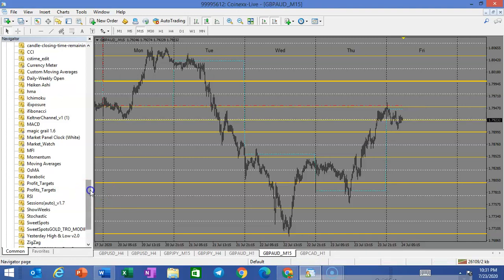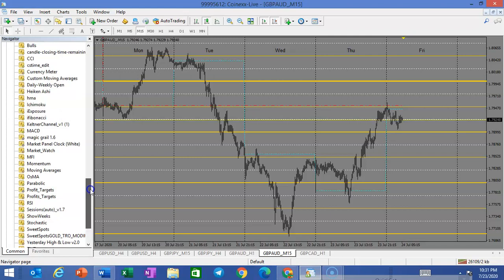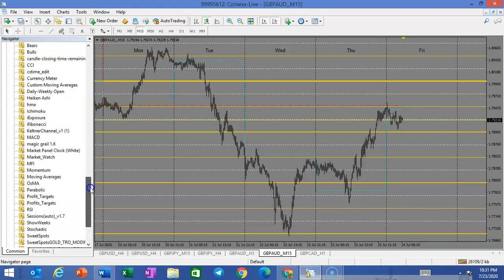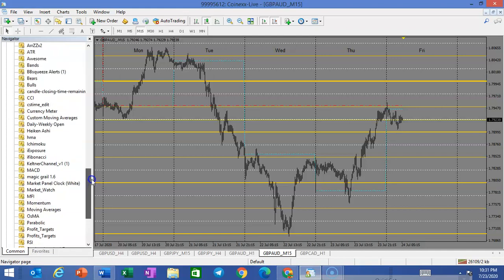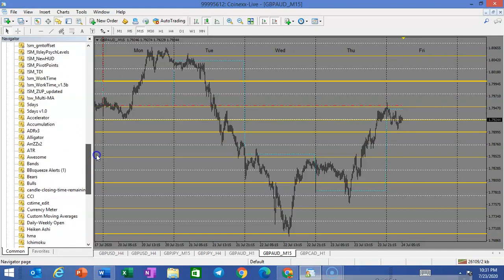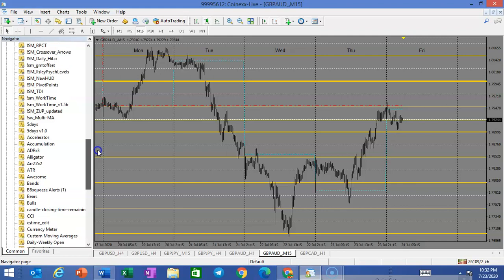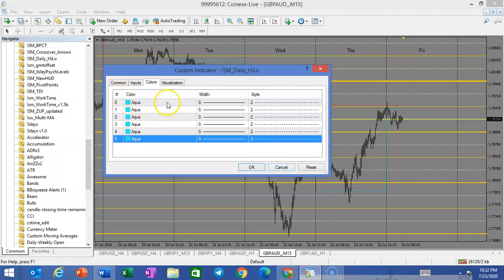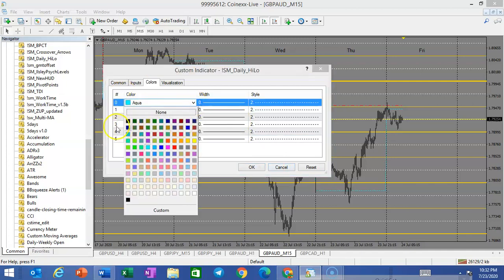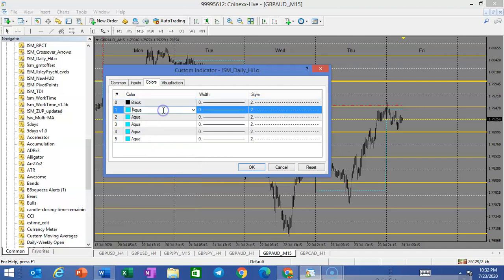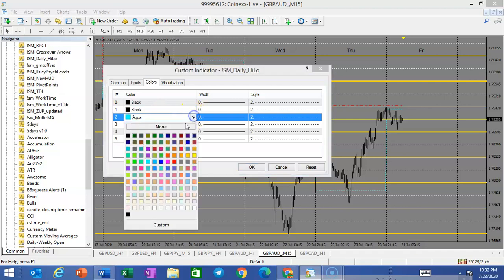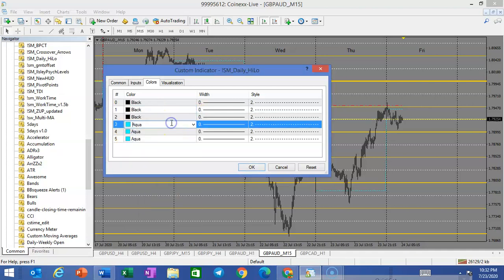And last but not least, I'm looking for my other one. I'm looking for previous day high low, daily high low, and I usually make my daily high low black. So it always gives me the previous day high and the previous day low.